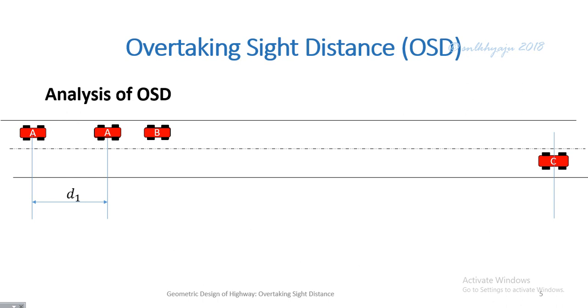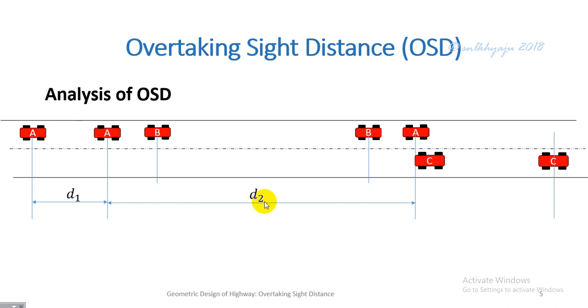Then, following the slow moving vehicle, if the vehicle decides to overtake it, then it changes lane and overtakes the slow moving vehicle. At that time, a vehicle from the opposite direction, traveling at design speed, also travels in the forward direction. That is, d2 is the distance traveled by the fast moving vehicle during the real overtaking time. That is, d2 is the summation of s plus b plus s.